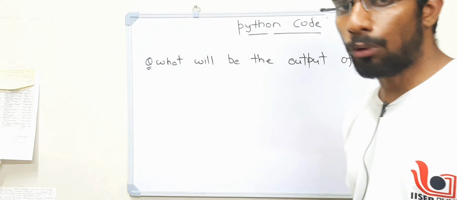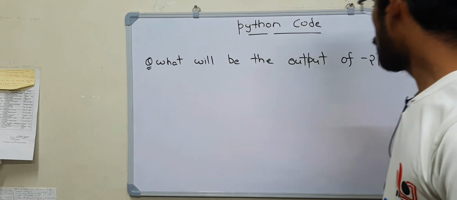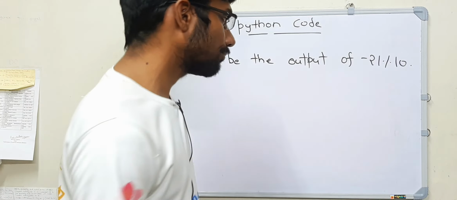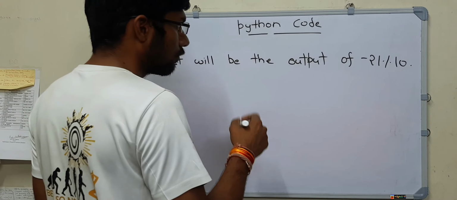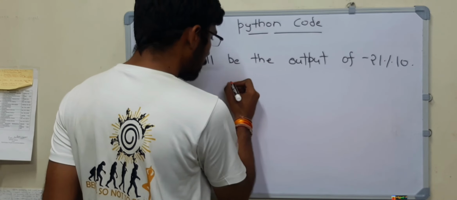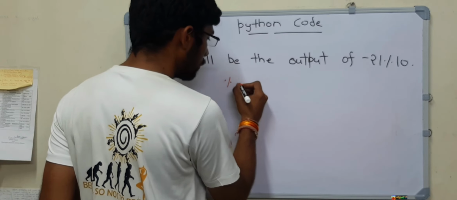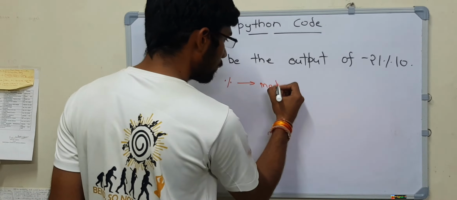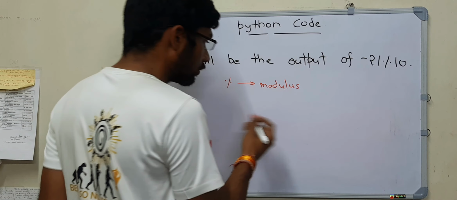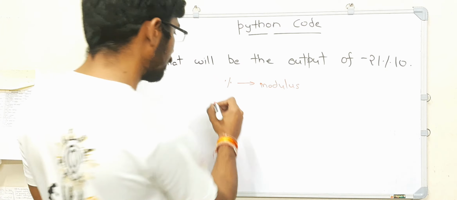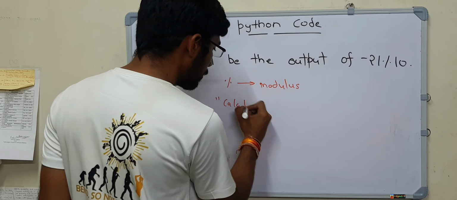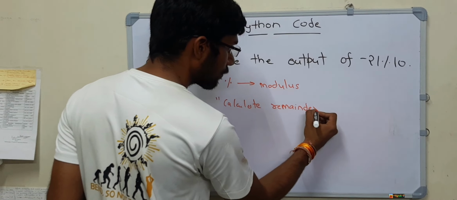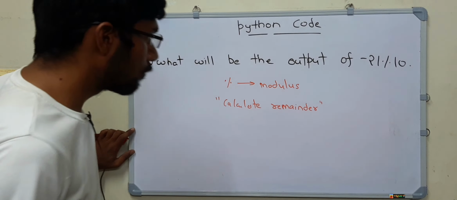In this video, I am going to discuss the question: what will be the output of -21 modulus 10? This is just a numerical calculation. Before that, let's understand what this operator is. This is the modulus operator in Python. The function of this operator is to calculate the remainder. Let's understand this by an example.